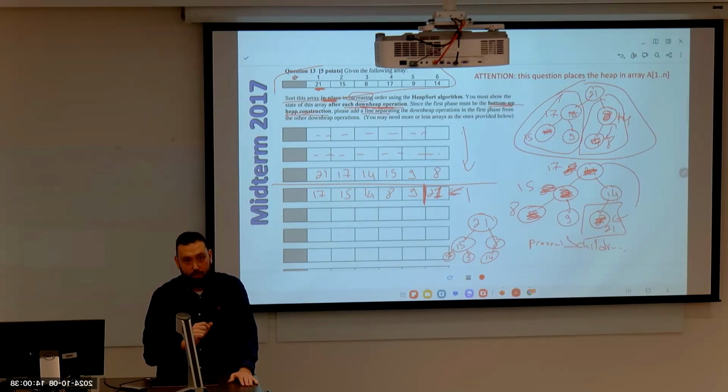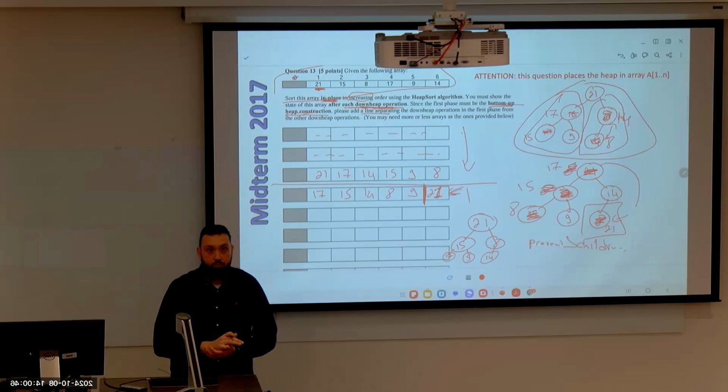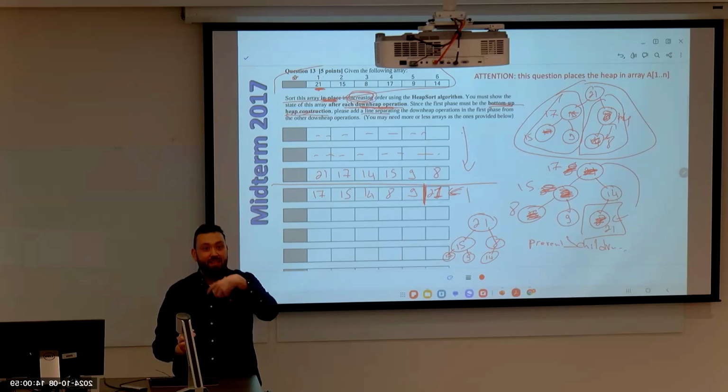Yes, Joel. The question doesn't specify it. Do we assume it's a max heap or min heap to our own preference? Imagine this question doesn't tell us to organize it as a max or min. How did we discover that it's a max heap? Based on what? Your friend here, what did he say? We want to sort it in an increasing way. If I'm going to sort it in an increasing way, I need it to be a max heap.